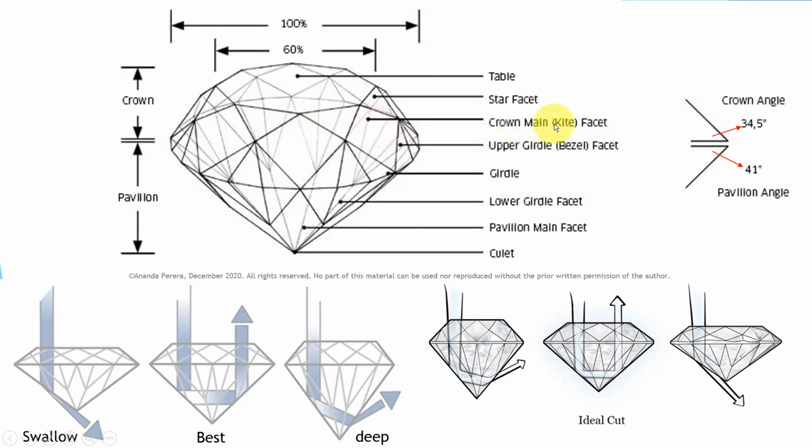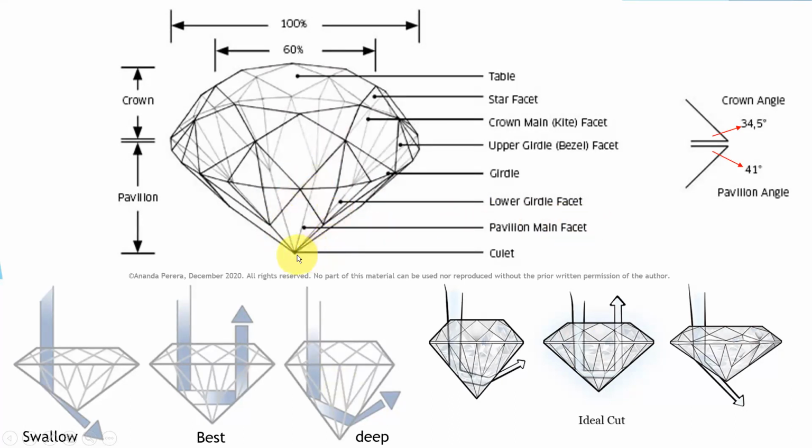Crown main facets. It is like a kite. These two triangles are facets, upper girdle facets. Another name for girdle is bezel. Upper girdle facets. This is the girdle. Lower girdle facet, triangular. Pavilion, main pavilion facet. This is main pavilion facet.